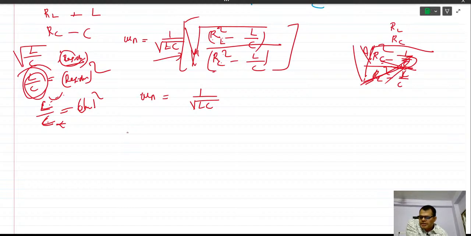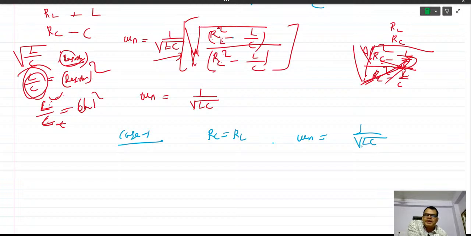So we need to consider two important cases. Case 1: when RC equal to RL. It is a rare case, but mathematically it is possible. Because this becomes 1, omega n equal to 1 upon root L by C.